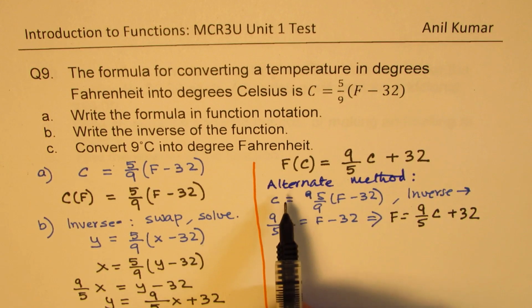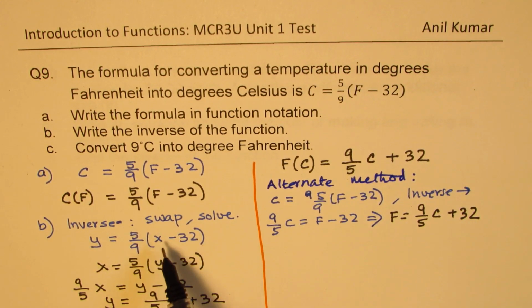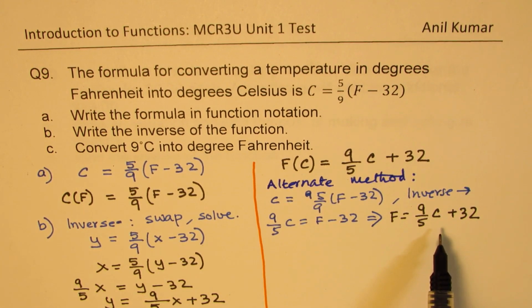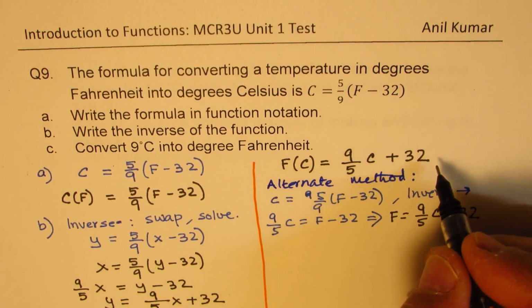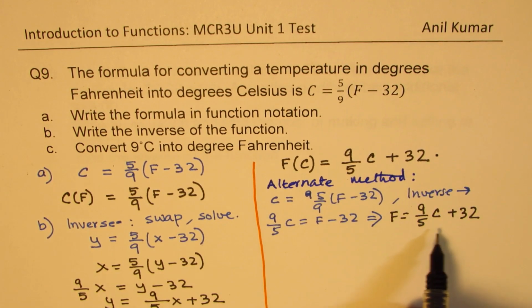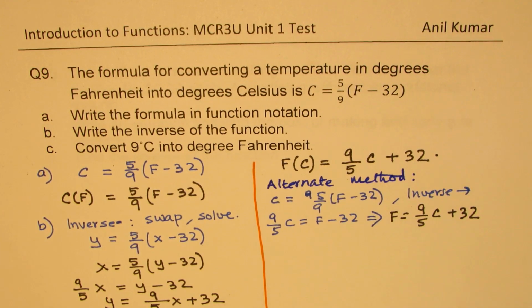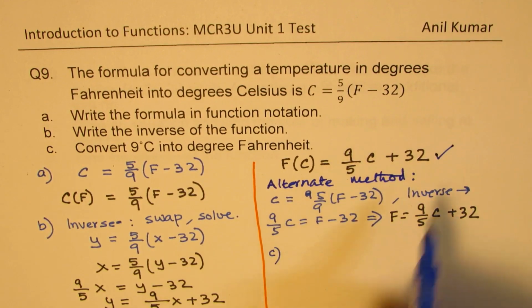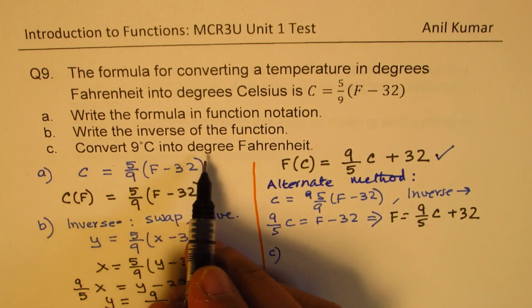If the question is to find the inverse of the function, whenever there are application questions, there is no need to swap and do all these steps. You could do it directly. So for write the inverse of the function, you could also write this. This is in function notation and that is without function notation. However, both are correct, so you could write either one of them. However, this is preferred, because you're learning about functions and function notation. Now let's do part C, which is convert 9 degrees Celsius into Fahrenheit.